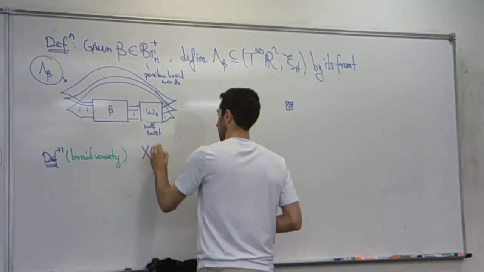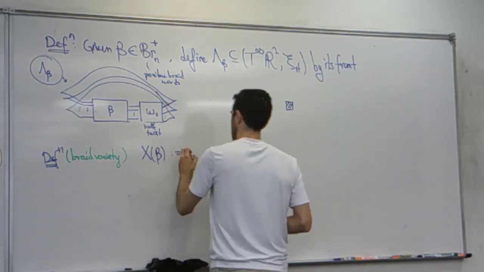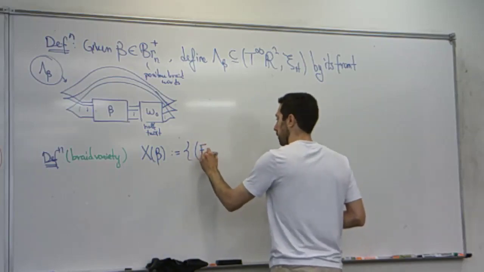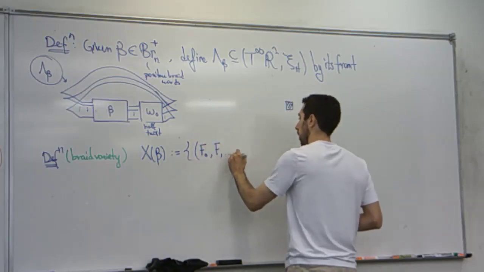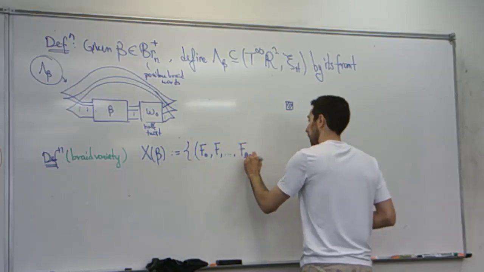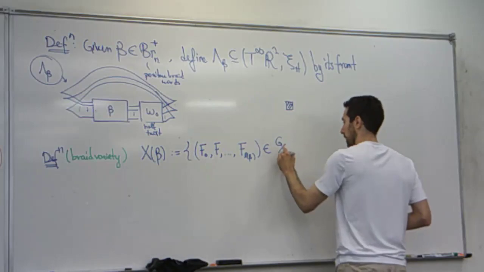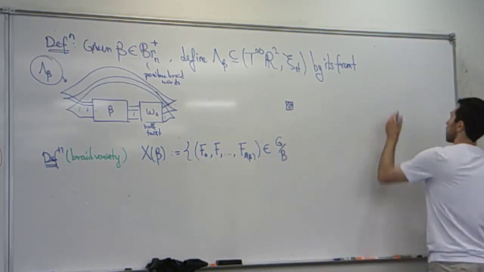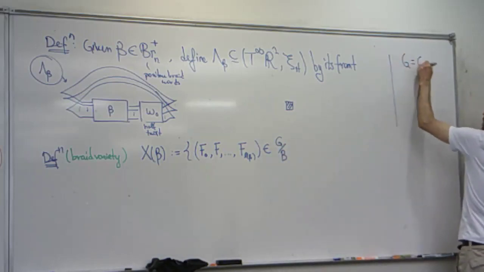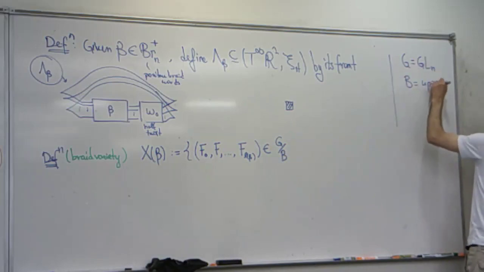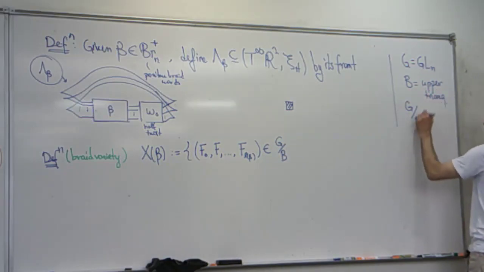X of beta is defined to be the following variety. It's tuples of flags: F0, F1, up to F of the length of beta. I don't have a better way to talk about flags than saying G is the Lie group GLN, B is the Borel, so these are upper triangular matrices, and then G mod B is the Lie theoretic way to talk about the flag variety.